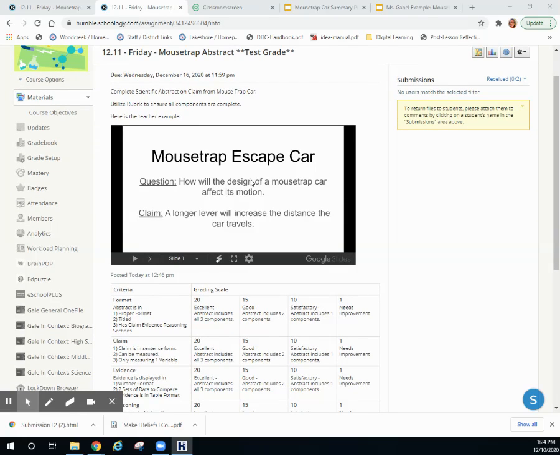Here is the teacher example. Okay, and I have an example presentation of my project. So I have a creative title, Mousetrap Escape Car. Yours should be different than mine. I restated my question, how the design of a mousetrap car affected its motion. And I restated my claim: a longer lever will increase the distance the car travels.